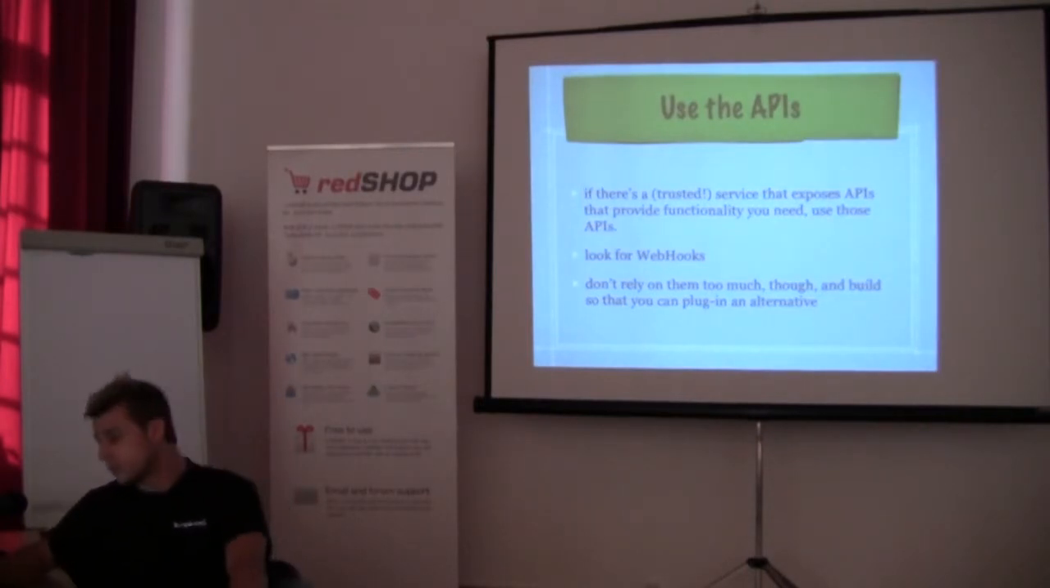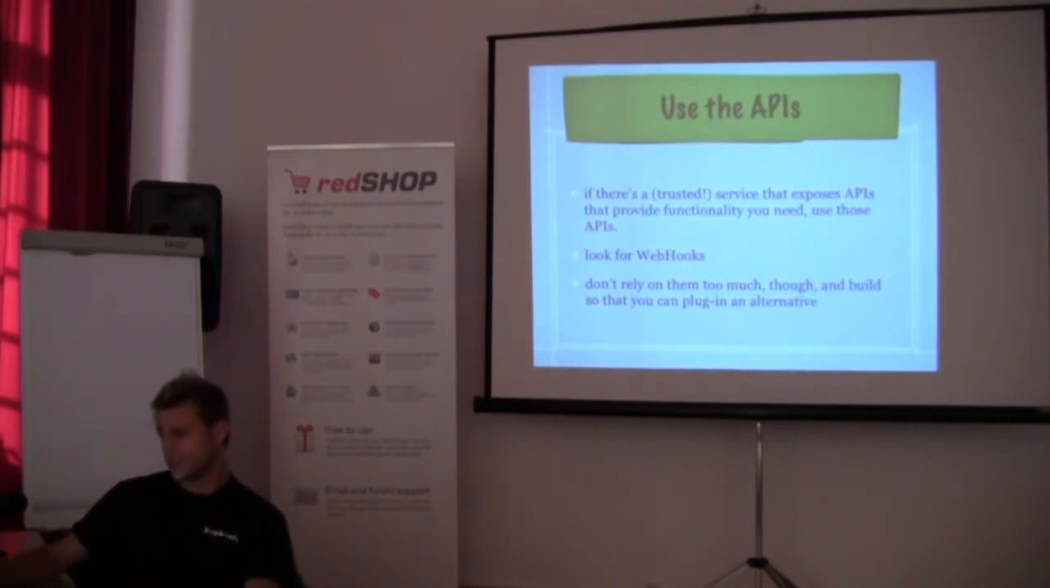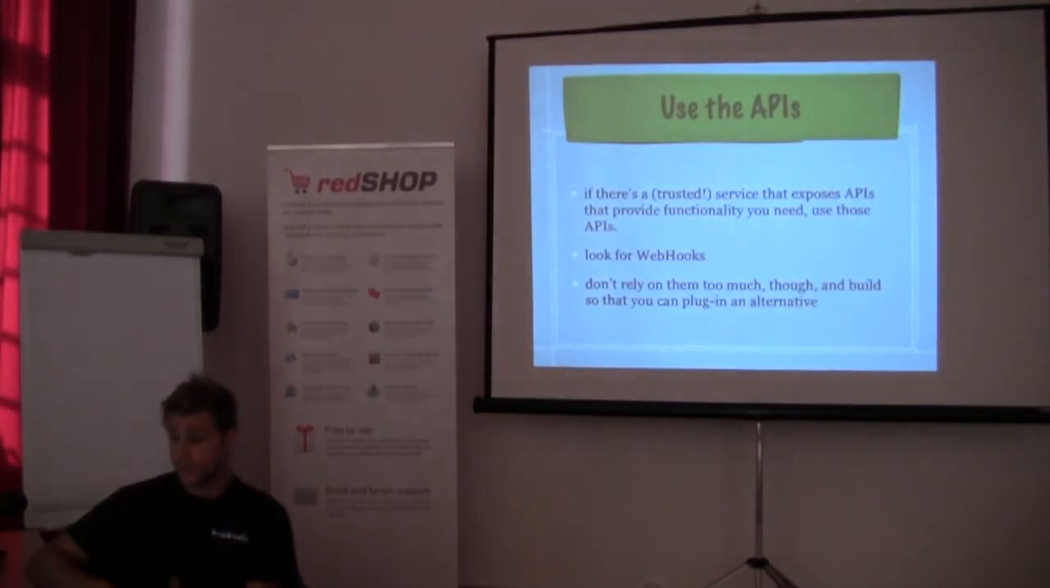APIs. Use APIs if there is a trusted service that exposes APIs. Try to use them as much as you can, but not overdo it, because APIs change really quickly and are not controlled by you. So you have to really take care about how you can substitute this service with another one. Don't build your whole core solution on just that API, because if they close or they change APIs, you are screwed. So look for webhooks, really important.